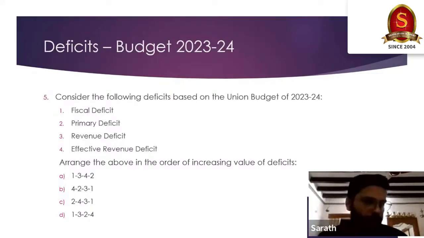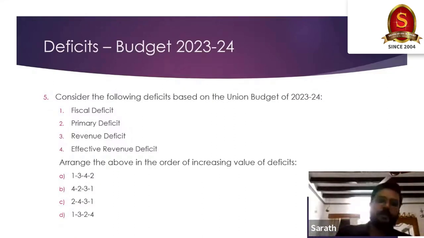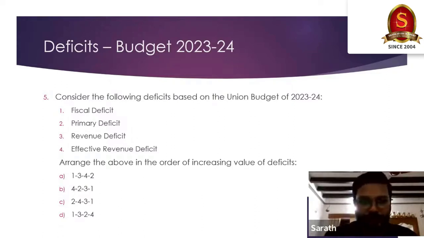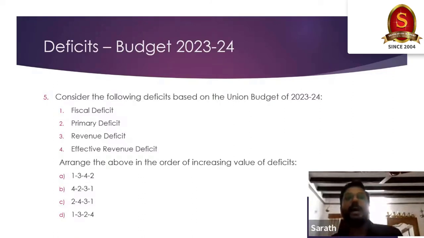All right, so time has run out. I am still getting varied kinds of answers. There are two trickeries in this, two things to observe. The first thing to observe is: arrange the above in the order of increasing value of deficits, which means the first deficit should be the least deficit and the last deficit should be the highest deficit. You can apply simple logic to eliminate a couple of options.